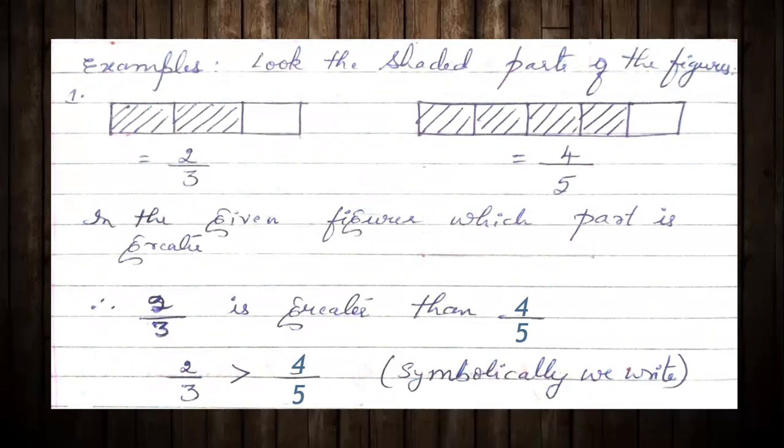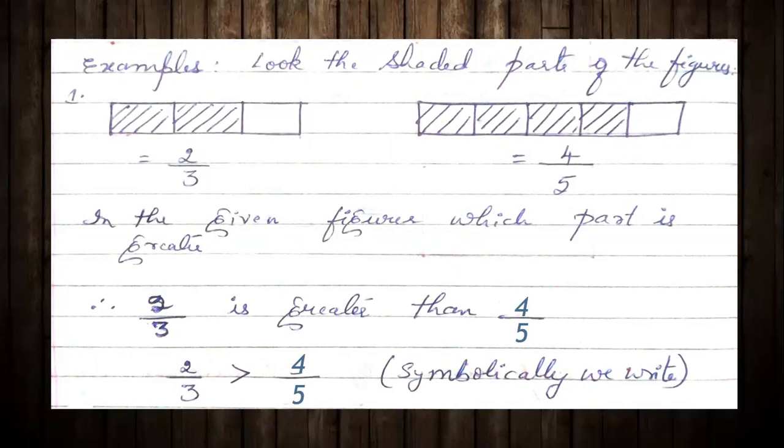For the next figure, totally there are how many parts? 5 parts. Out of 5 parts, 4 parts are shaded. So we write the fraction as 4 by 5. In the first figure, totally there are 3 parts, and out of 3 parts, 2 parts are shaded. So for the first figure we write the fraction as 2 by 3, and for the next figure, we write the fraction as 4 by 5.